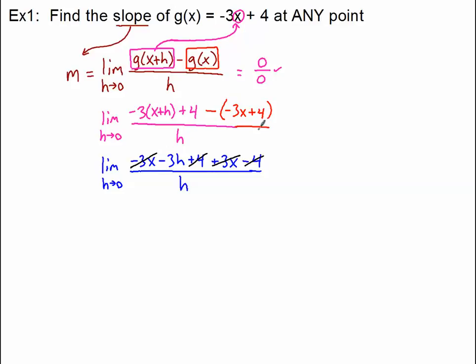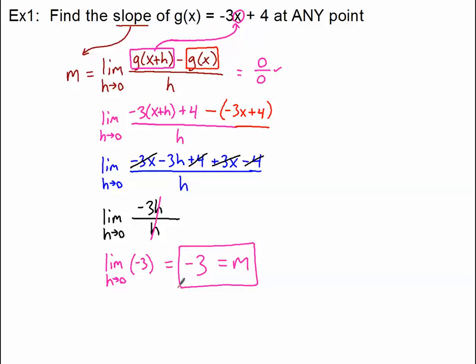The terms that come out of here, as long as you use your parentheses and distribute, will always be the opposite of terms from this part, leaving only things with h's. You should only have terms that have h's in them, and it's a -3h divided by an h. Now I can see that I have that common factor. I can cancel away this common factor, and I'm left with the limit as h approaches 0 of -3. Since there's no more variable, it doesn't matter what number I plug in for h, this limit will always be equal to -3, which is why the slope at any point will always be equal to -3.